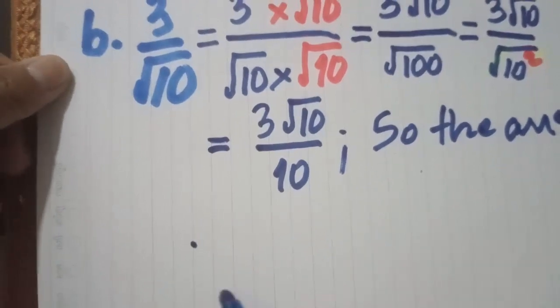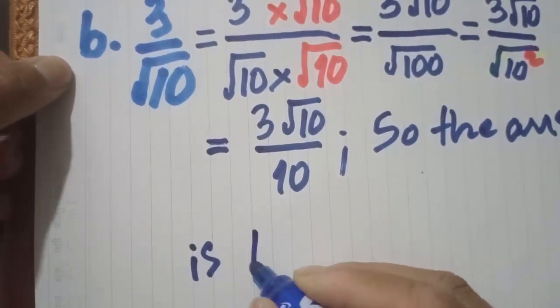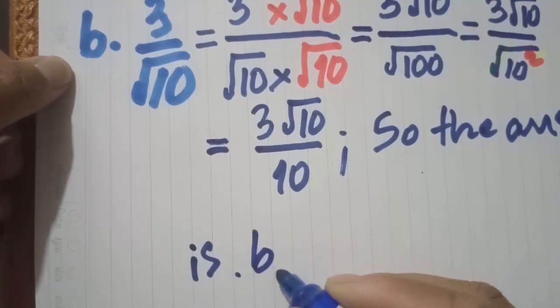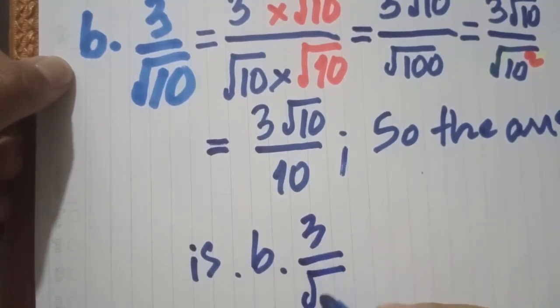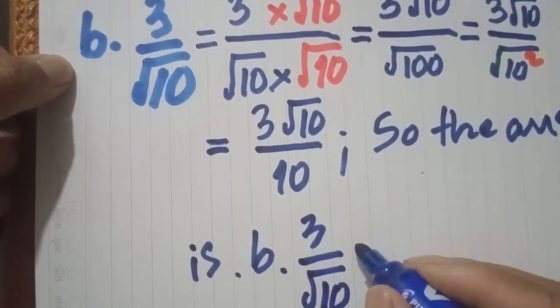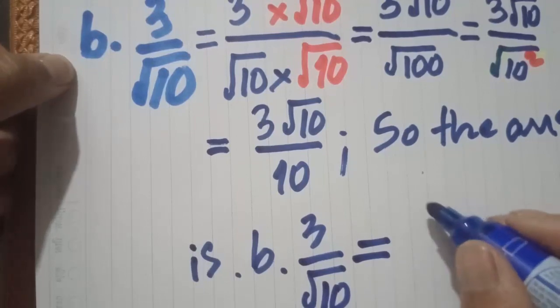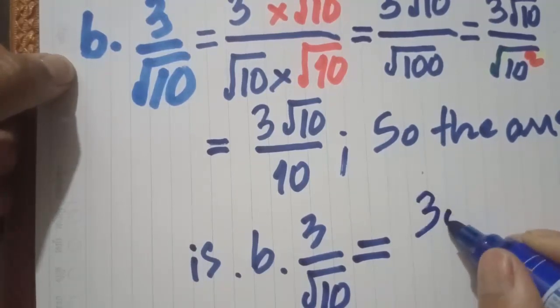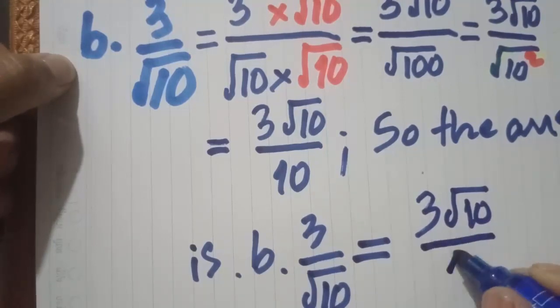The exercise is B, 3 on radical 10 equal 3 radical 10 on 10.